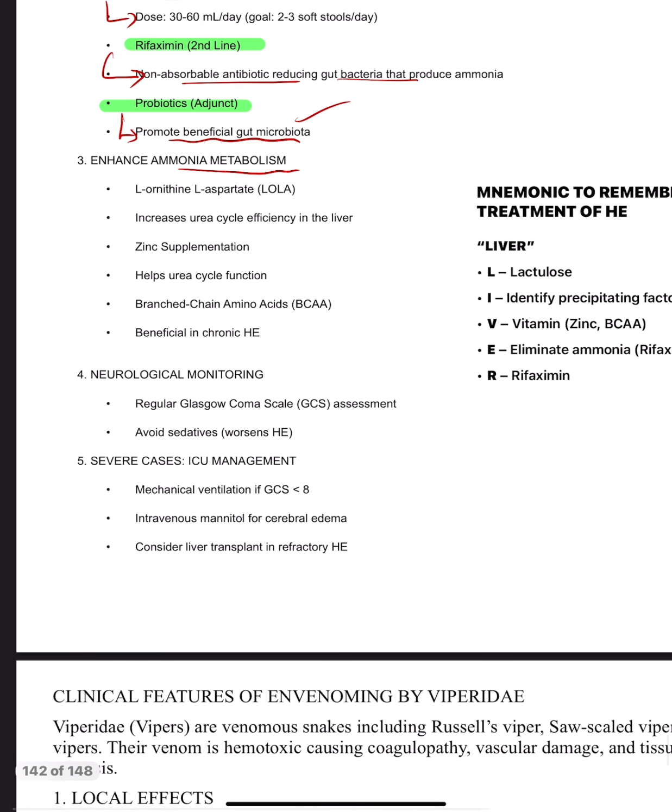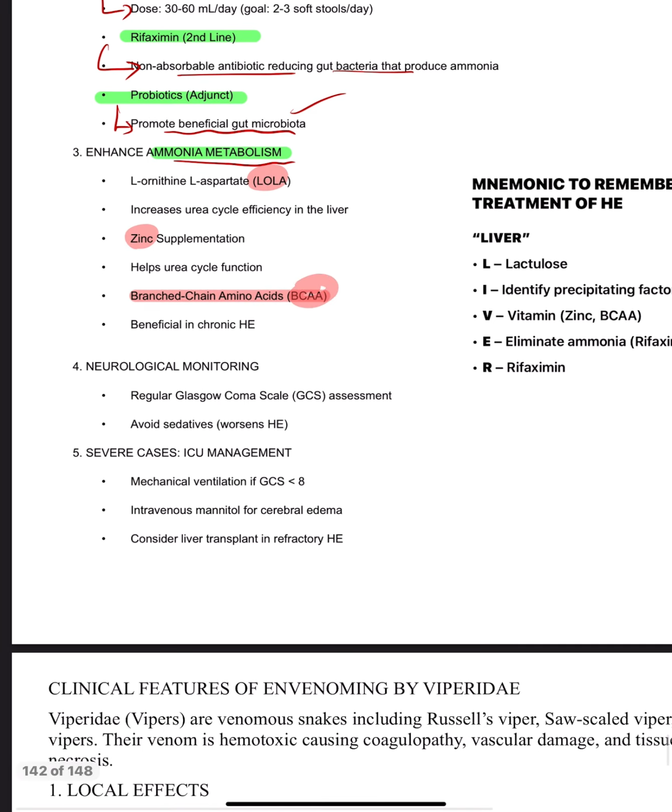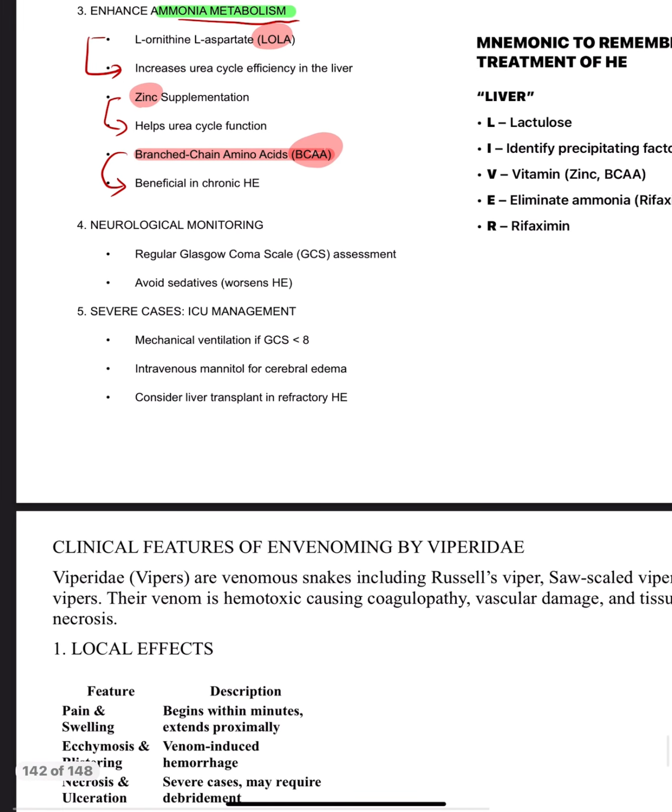Then with respect to enhancing the ammonia metabolism, you use LOLA, zinc supplementation, and branched chain amino acids. Just remember these, and these are the mechanisms of action. LOLA increases the urea cycle efficiency in the liver. Zinc helps in urea cycle function also, and branched chain amino acids are beneficial in chronic hepatic encephalopathy.